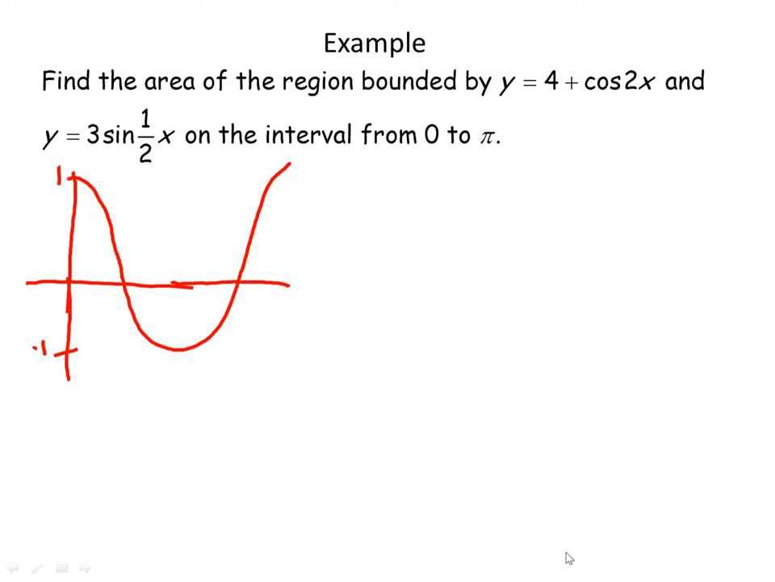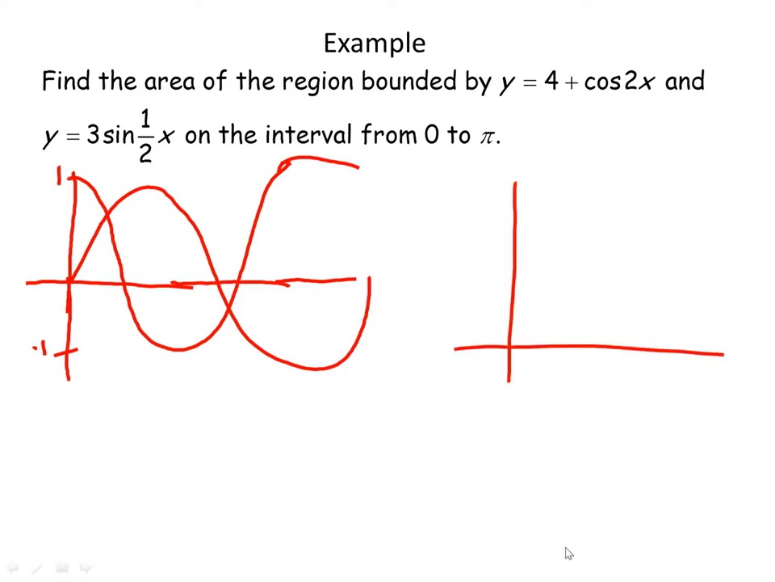Your sine curve ranges from what? 1 to negative 1 also, but it doesn't start at 1, it starts at 0, right? And so your sine curve does that. But we don't have just a basic cosine curve, and we don't have just a basic sine curve. If we did, that would be your graph. That's not what we have. Instead, and I'm going to erase all this in a minute, what we have is 4 plus cosine 2x.